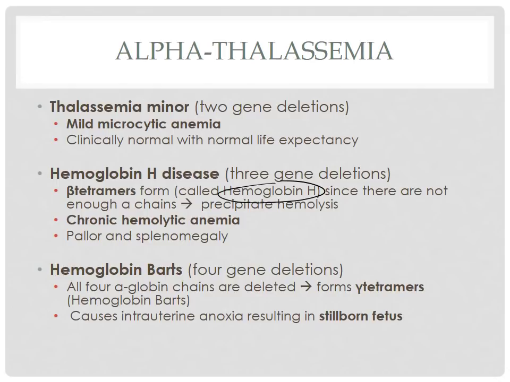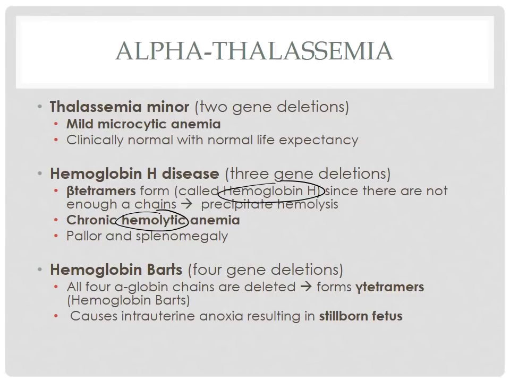So the beta tetramers are not able to carry oxygen well and are basically useless, and they will cause hemolysis to occur. So in the case of hemoglobin H disease, although it will be microcytic, you will also have a hemolytic anemia. Because of the hemolysis, you will also have the splenomegaly because the spleen is trying to clean out all those bad, broken up red blood cells. And then you'll have the typical pallor that occurs with anemia.